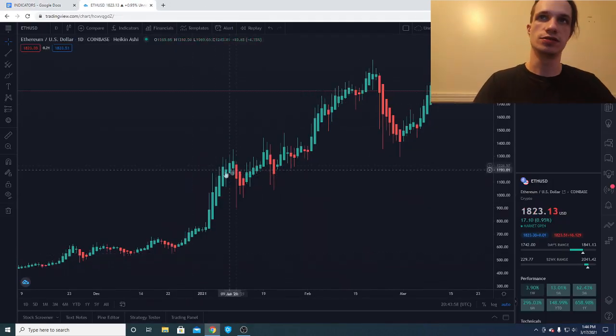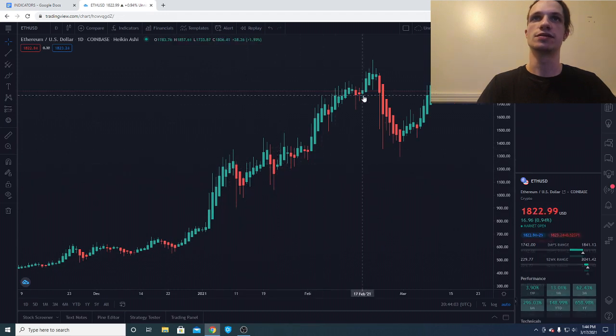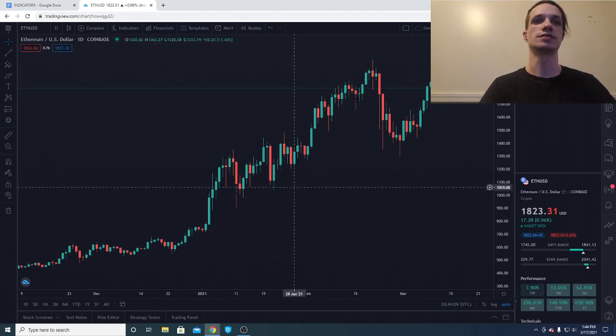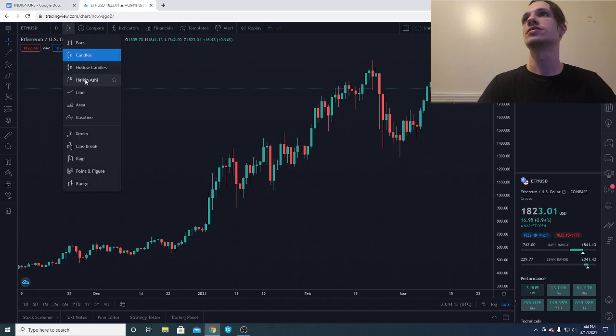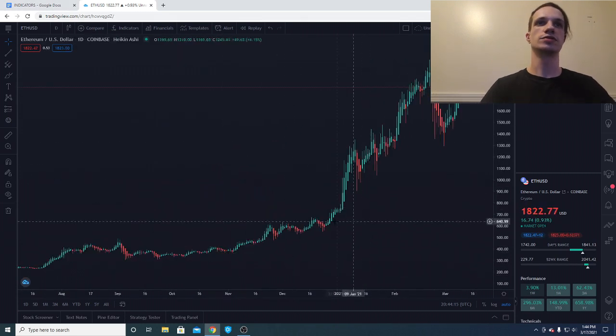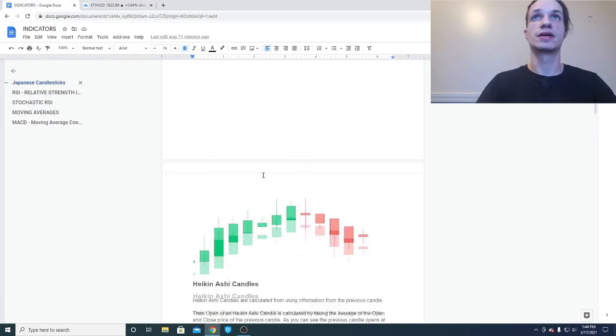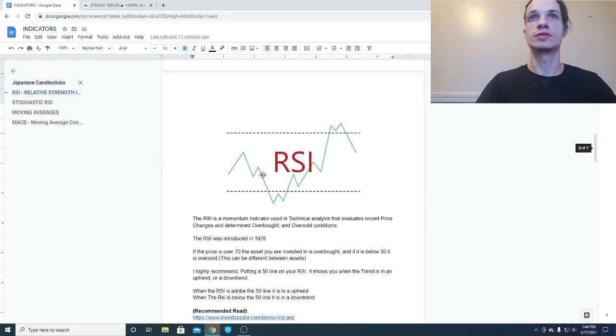So you can see the trends are pretty much just green and red. But if we go back to the normal candles, it's messy, it's noisy, it's kind of sloppy. So the Heikin-Ashi candles just make it a lot simpler and a lot easier. So yeah, that is the candles explained really fast.